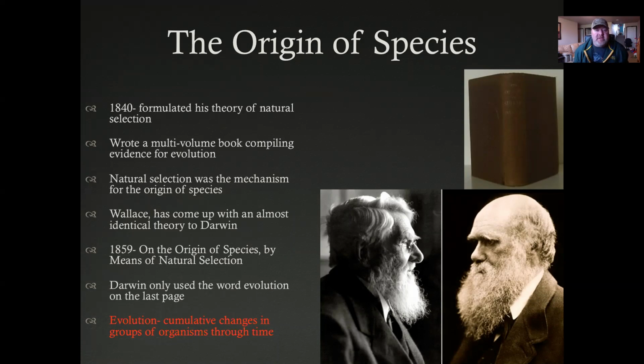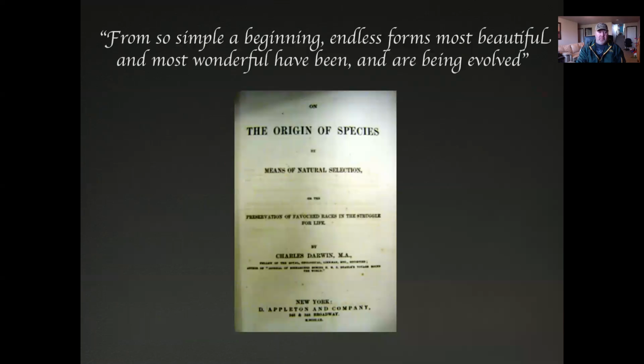And in that book, it's interesting to note, because there's a lot of debate about evolution and things like that. But in the original version of that book, he doesn't even use the word evolve. It wasn't until a revision was done that he actually used the word evolve, or evolution, or a derivation of the word evolution. And he only used it one time, and it was in the very last sentence of that book. So evolution then is described as the cumulative changes in groups of organisms over long periods of time.